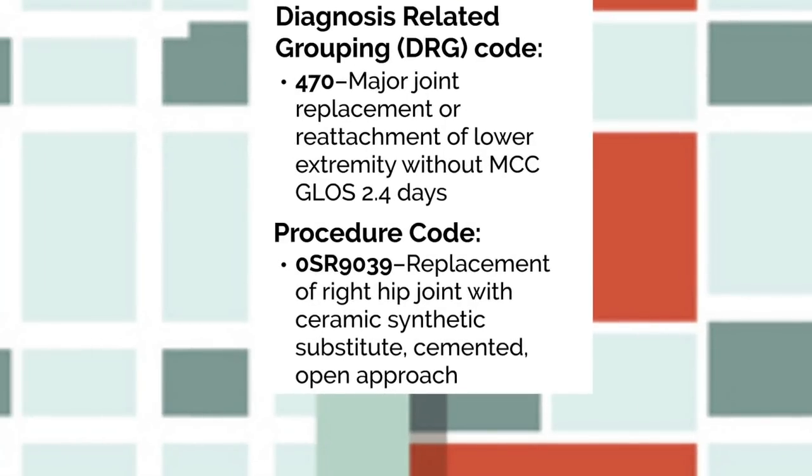On day 2 of his hospital stay, Mr. Jones has surgery to repair his right hip and physical therapy is ordered. Notice the DRG is now changed to major joint replacement, indicating that Mr. Jones has had surgery. Also notice that the procedural coding system, or PCS code, has been added to his coding list. These codes tell the story of what type of surgery Mr. Jones had and the type of hardware they used to repair his broken hip. The record indicates replacement of the right hip joint using a ceramic synthetic substitute. It was cemented, and it was completed using an open approach.